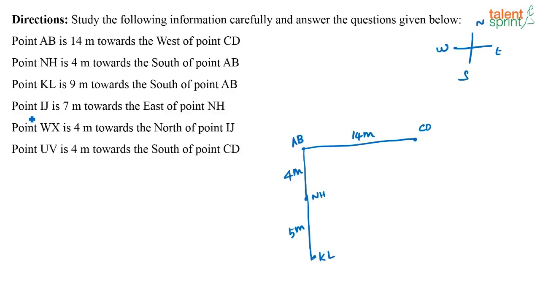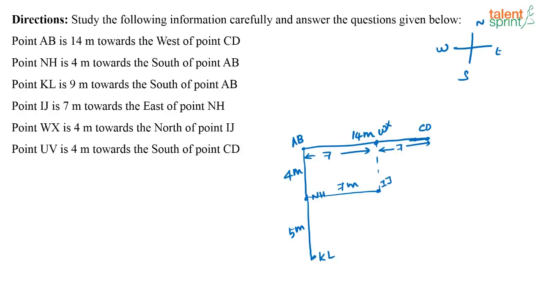point IJ is 7 meters towards the east of NH. Point WX is 4 meters to the north of point IJ. So point WX has to be here, right? Now my diagram is not up to scale, so this is actually 7, and this is also 7, because I know this full length is 14. So this is 7 and this is 7. So this is point WX.